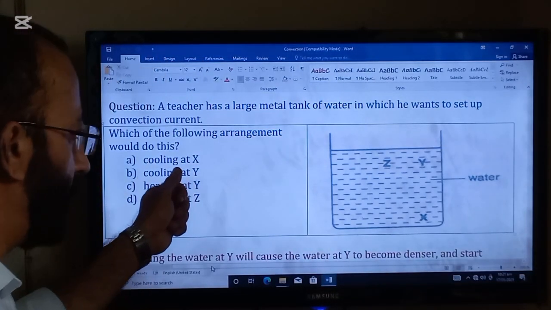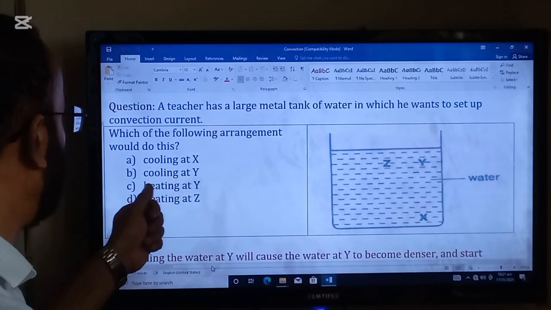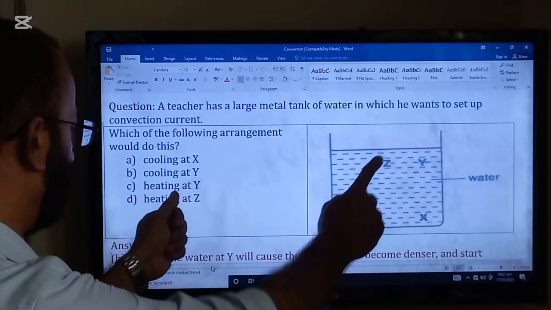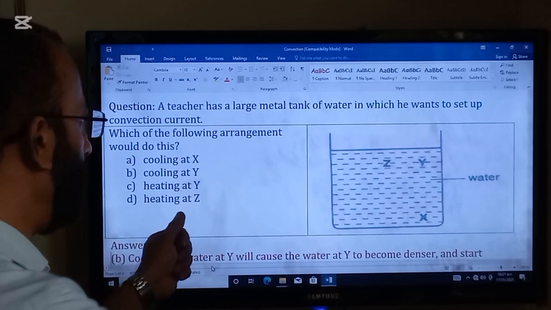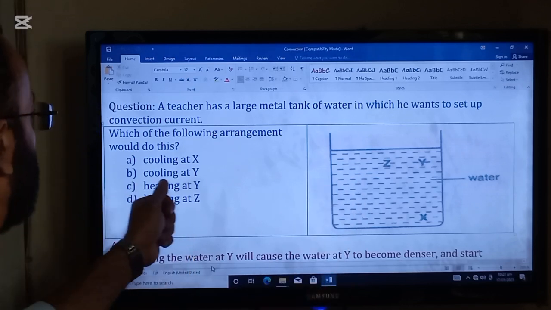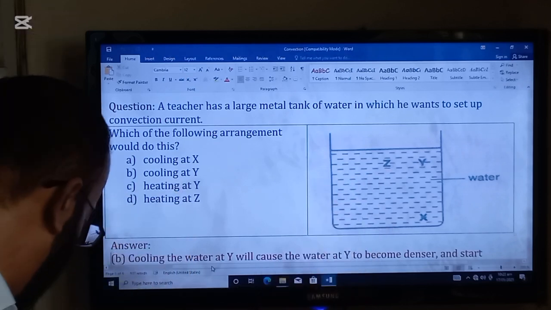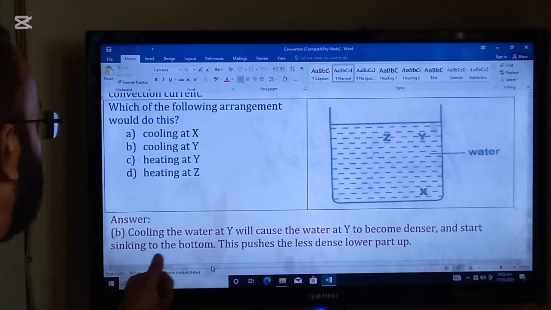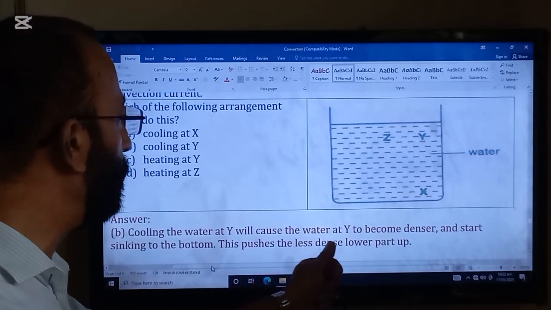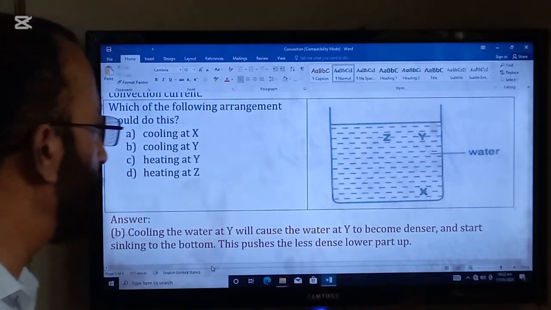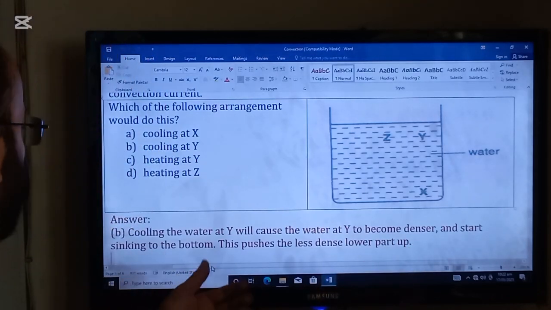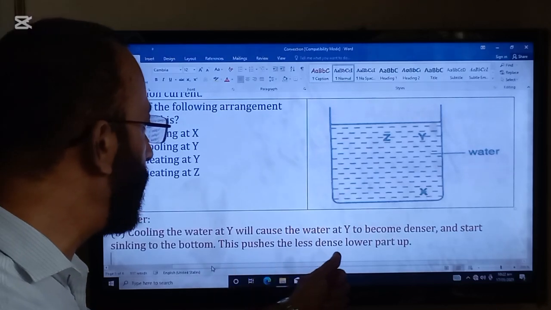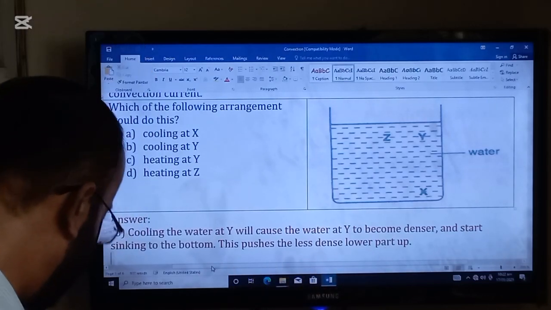So cooling at X, this is not the right option. Cooling at Y, this is the right option. Heating at Y, wrong answer. Heating at Z, wrong answer. So cooling at Y is the right option. So option B is right. Cooling the water at Y will cause the water at Y to become more dense and start sinking to the bottom. This pushes the less dense lower part up.